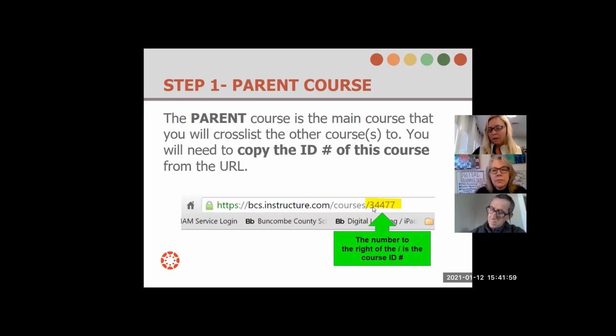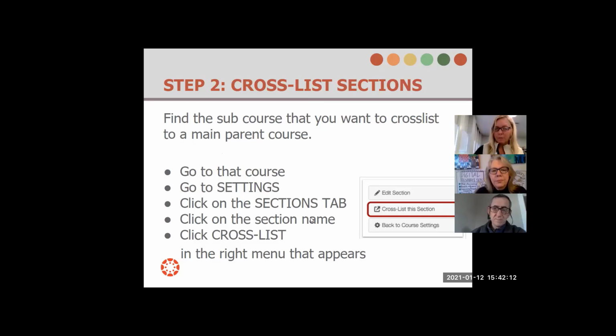I'll go to the top URL. And again, you're going to watch Lorraine do this in just a minute. I'll grab the last digits of the URL. That's the course identification code. And I just copy it, right click copy. Then I'll go to the subcourse.